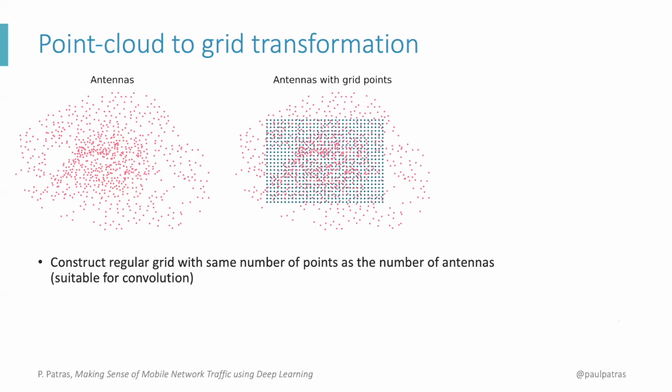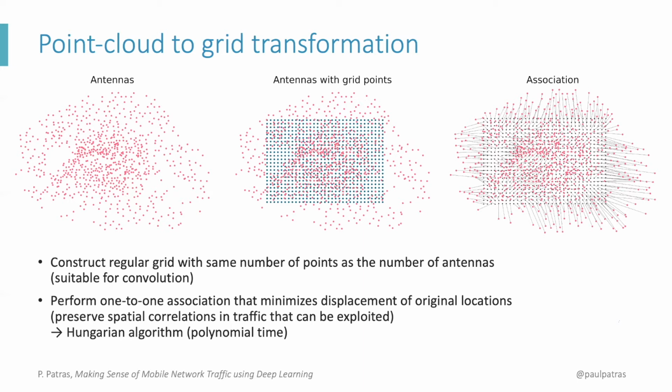So what we do, basically, we overlay a grid with the same number of points. And what we're trying to do is a one-to-one association between each point in the cloud to each point on the grid while minimizing the spatial distortion.